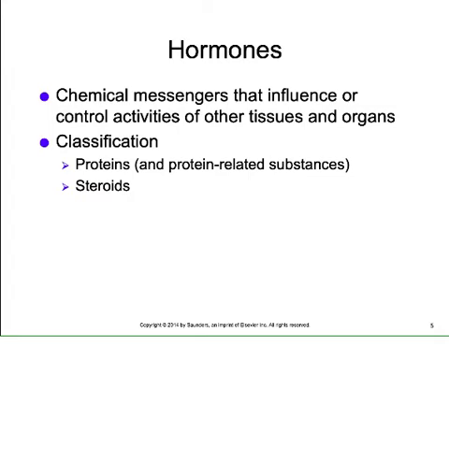With the exception of secretions from the adrenal cortex and the gonads, most hormones are protein or protein related. Okay? The adrenal cortex and the gonads secrete steroid hormones, which are mostly made of carbon and hydrogen and are therefore lipid soluble.